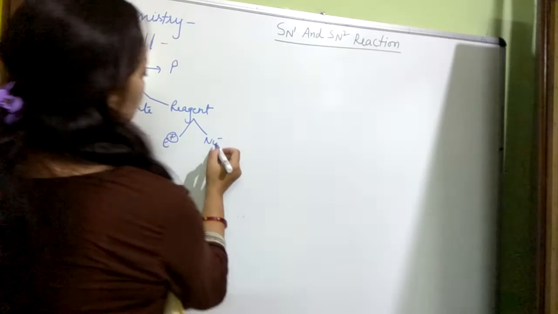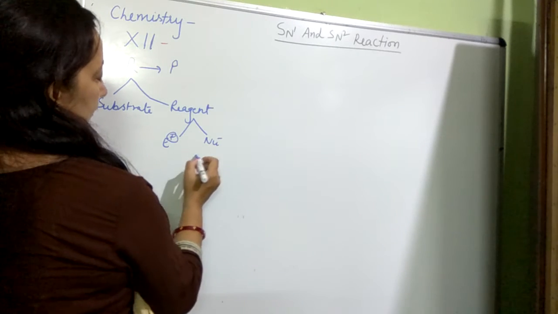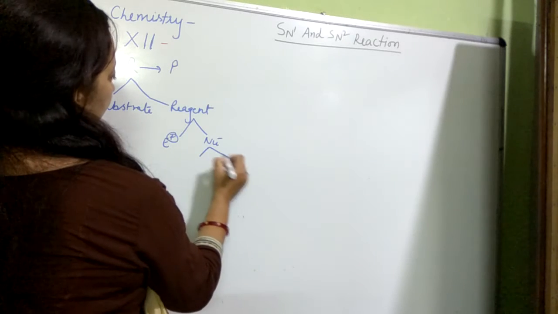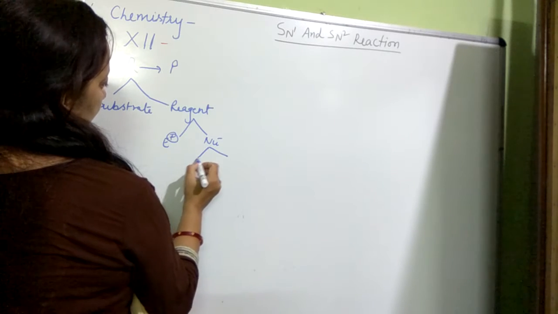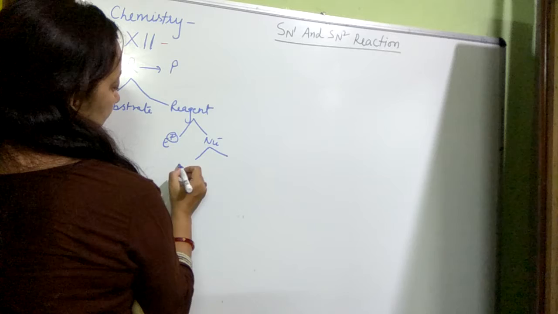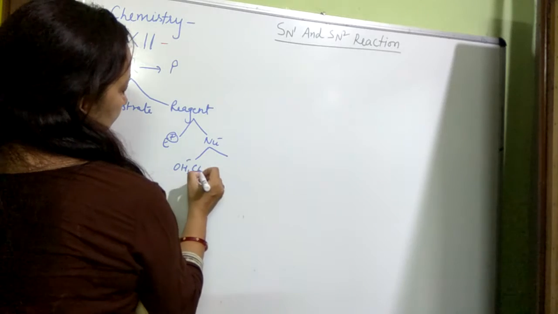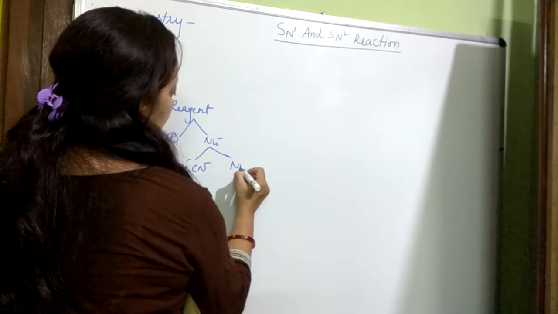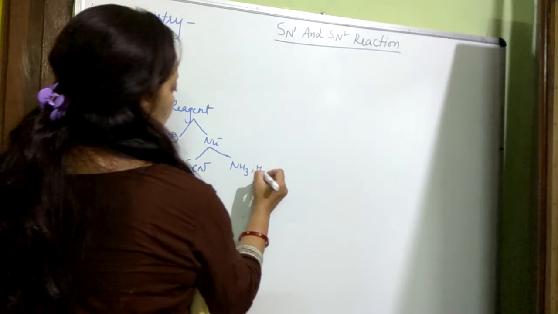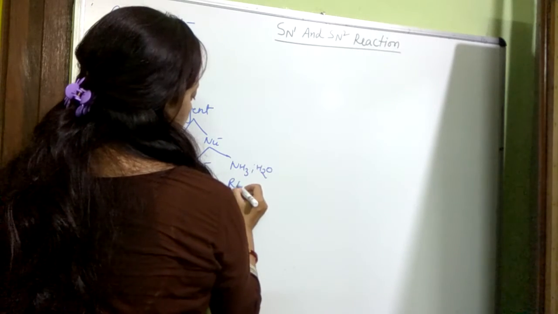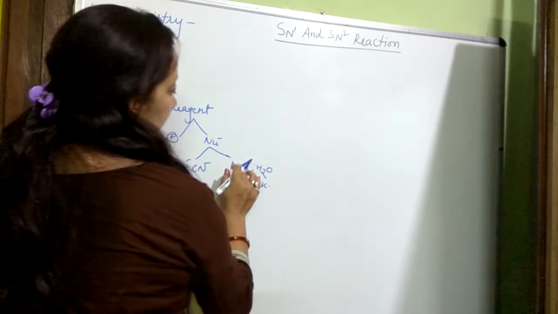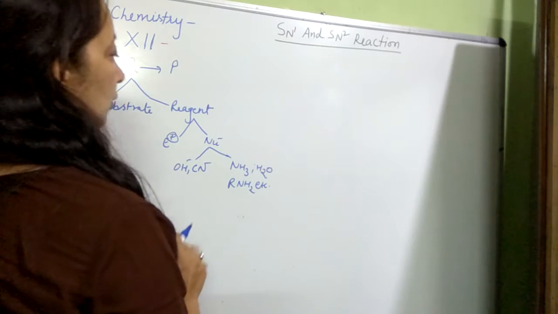Here we discuss nucleophile. Nucleophile may be of two types. First, negatively charged species like OH negative, CN negative, etc. and neutral species NH3, H2O, RNH2, etc. But these species have at least one lone electron pair.